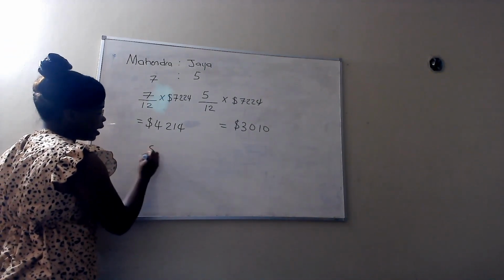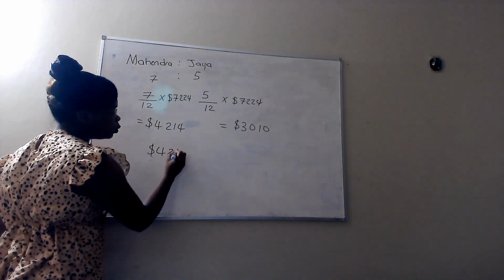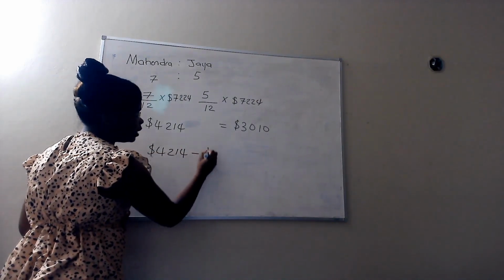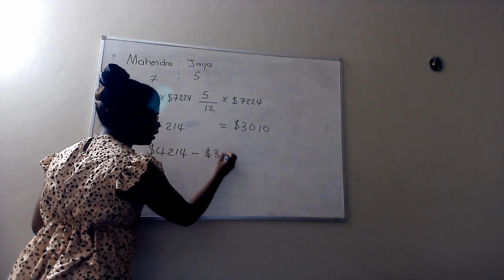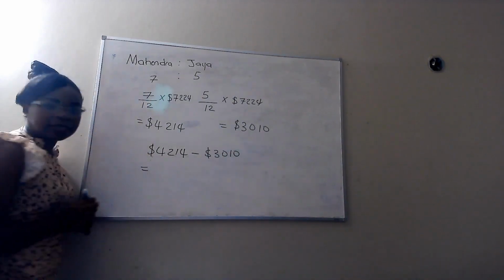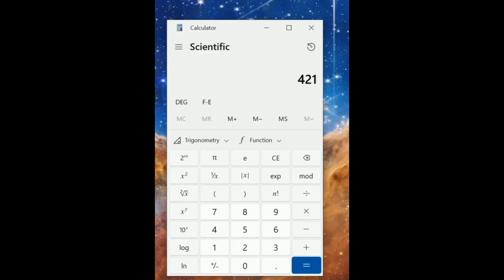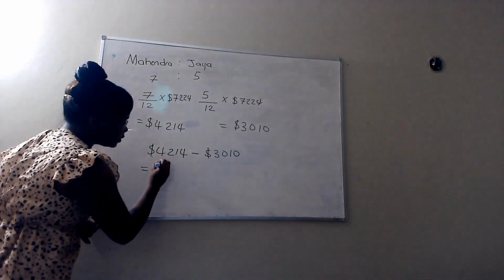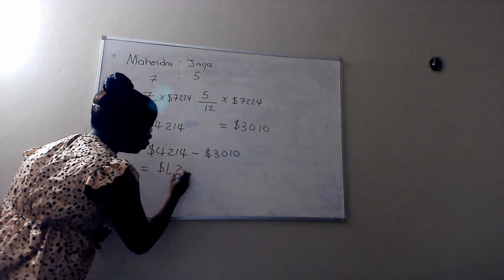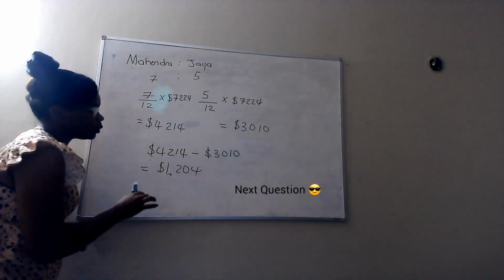So we're going to say 4,214 minus 3,010, and that is equal to 1,204.